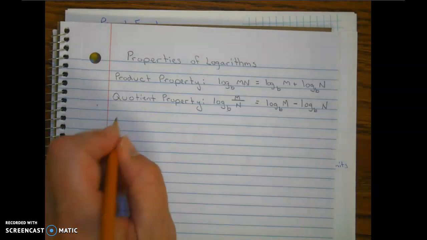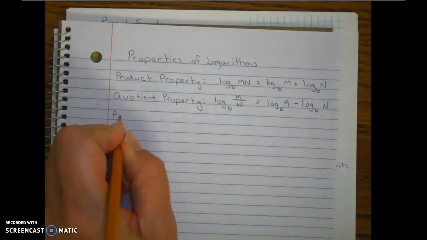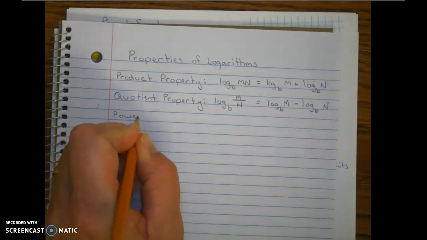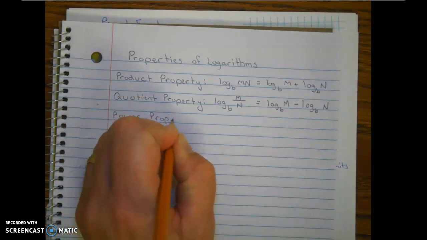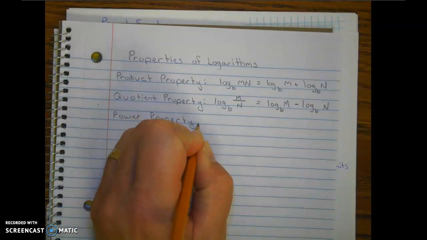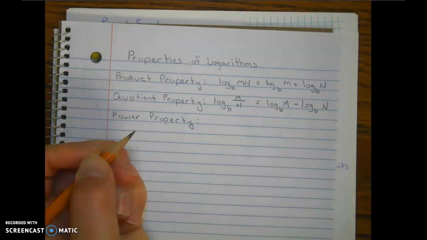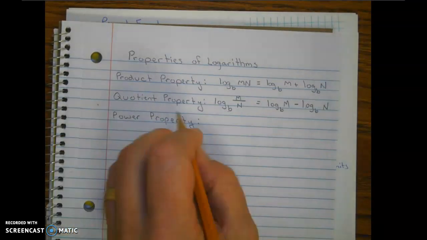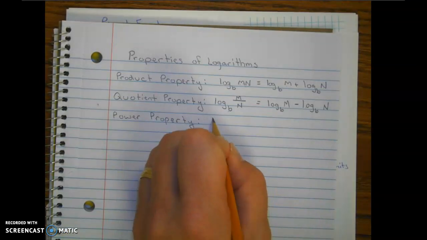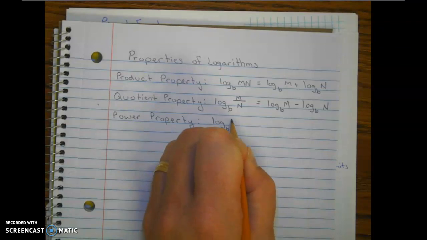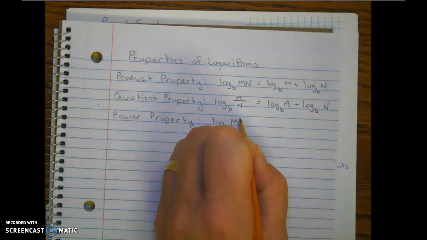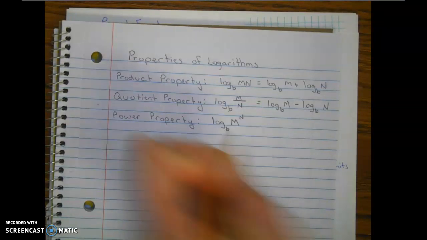Finally, the last property we're going to look at is called the power property. And here we have, let's see, log base b of m to the nth power.